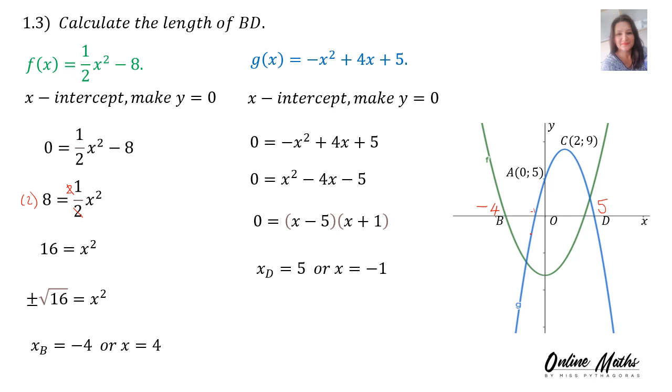They wanted the length of BD. Can you remember, when you're working out a length, you discard the negative. So BD's length will be 5 plus 4 is 9 units.